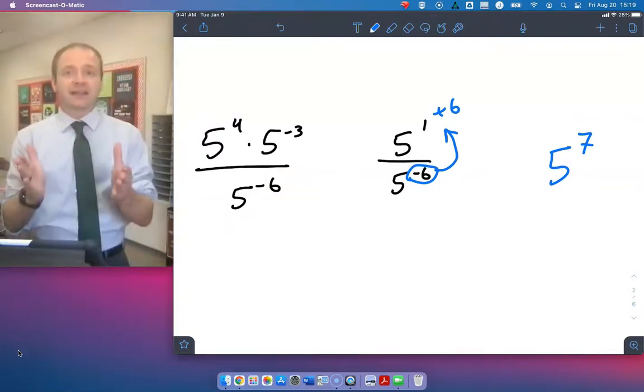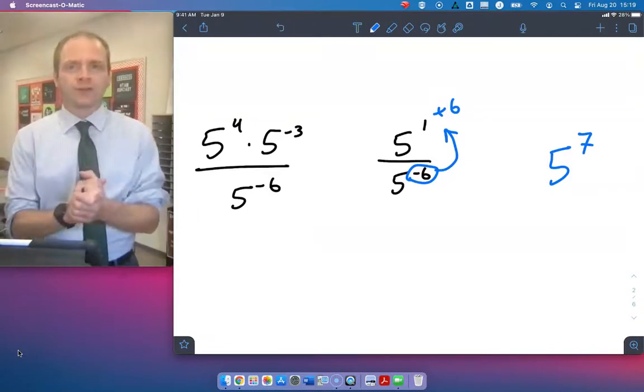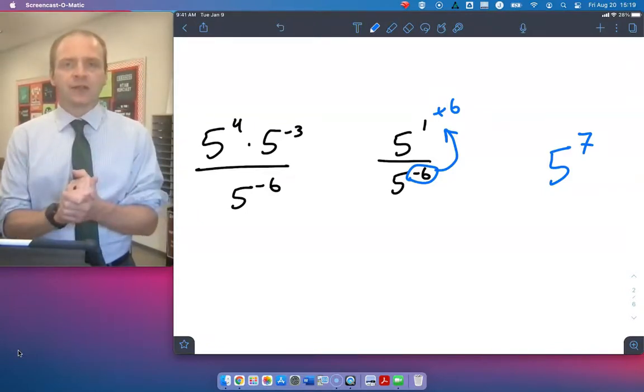So that is your lesson. That is a supplemental lesson for 112. Hopefully you understand it, and you can go ahead and get started on the work.